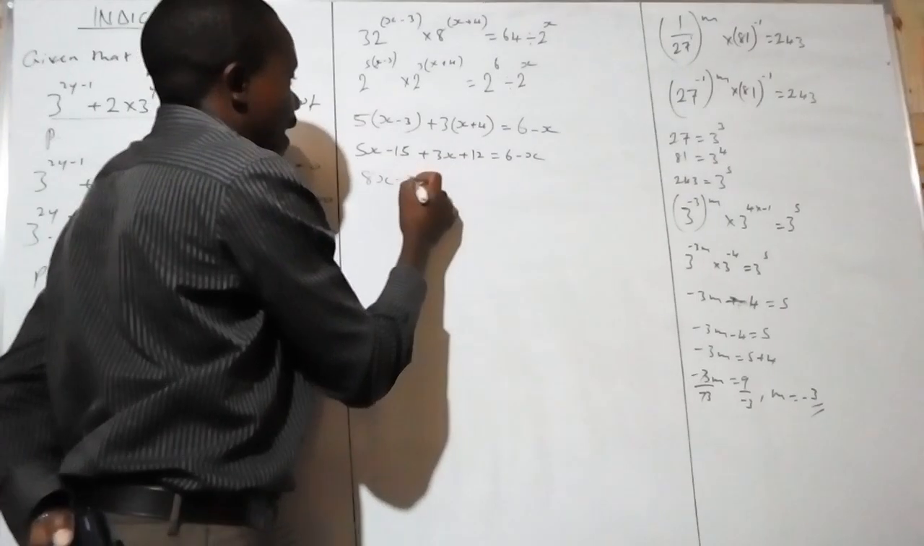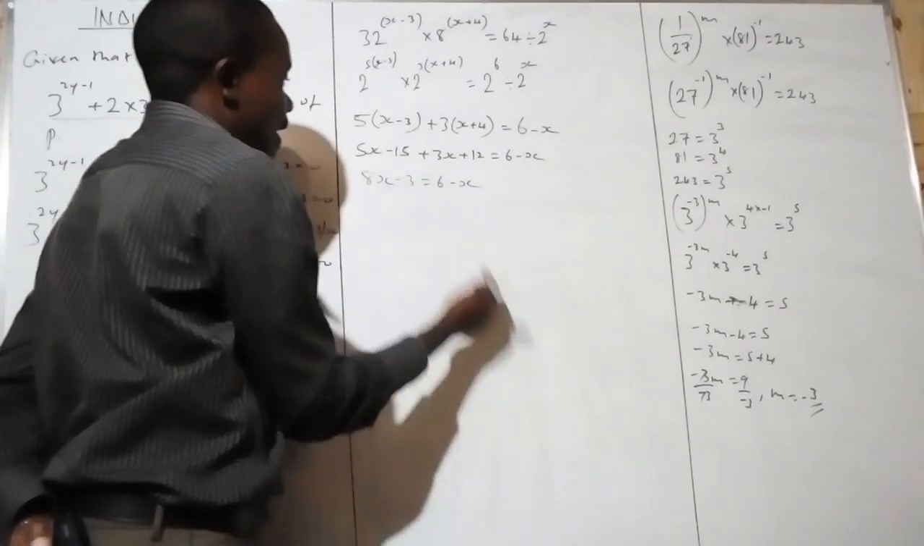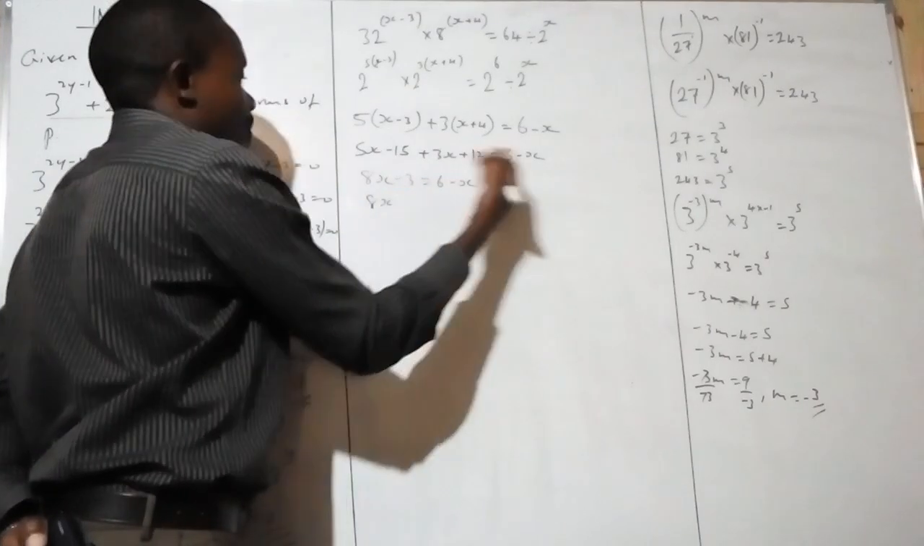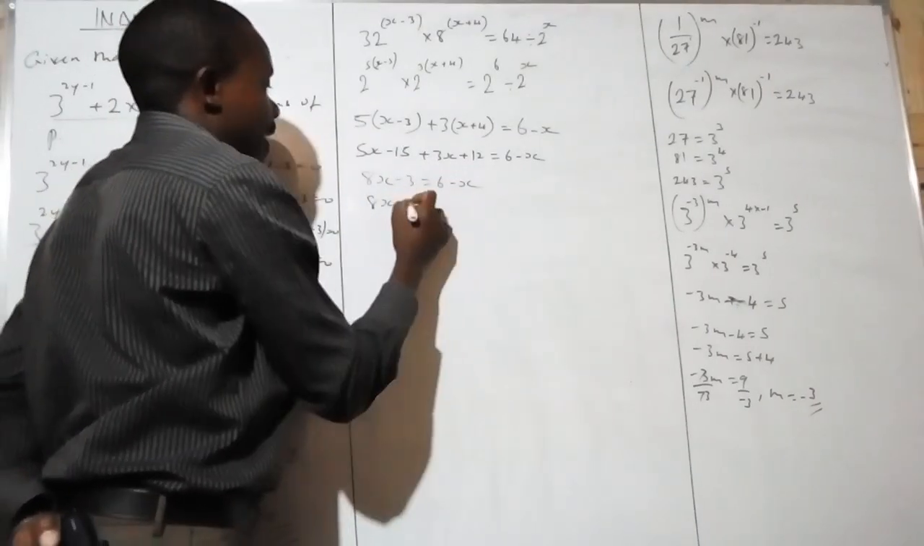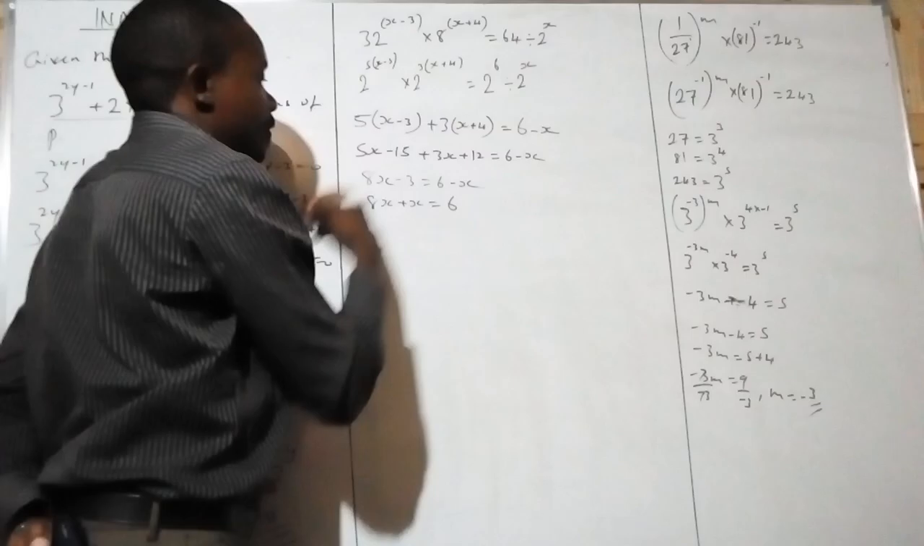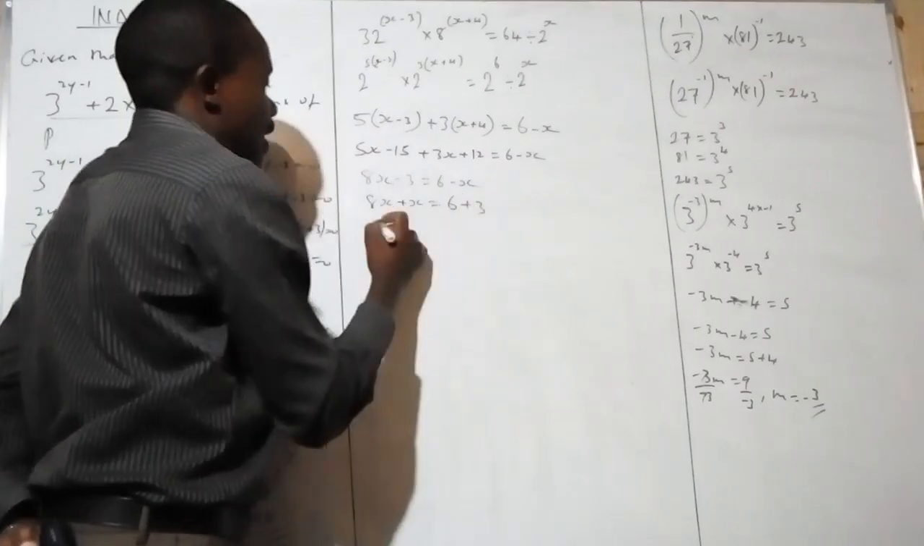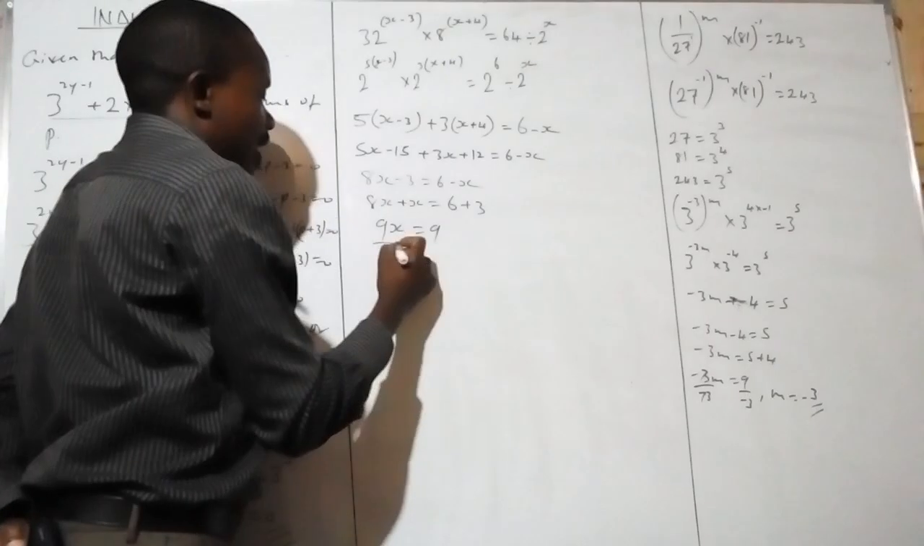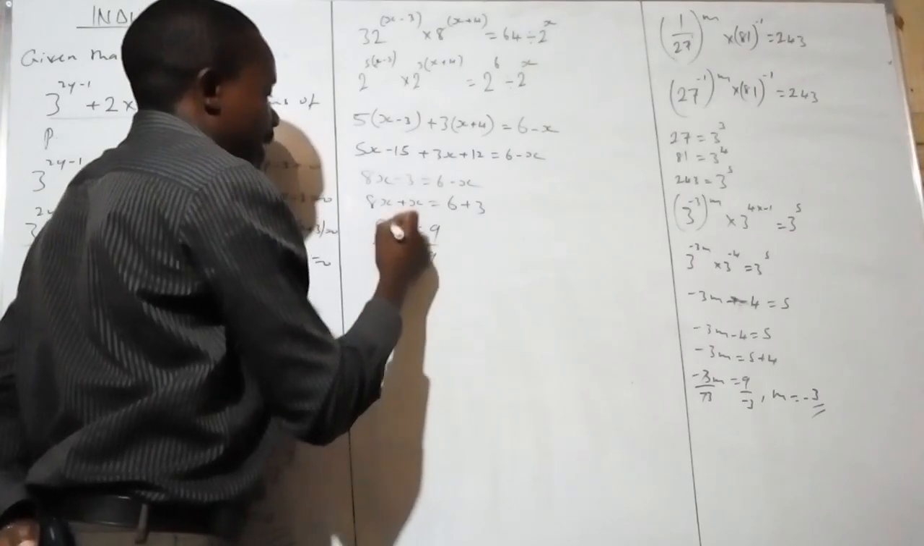8x, negative x from right to left plus x, is equals to 6, negative 3 from left to right plus 3. To have 9x is equals to 9, divide by 9, divide by 9, and x is equals to 1. That is the correct answer for that part.